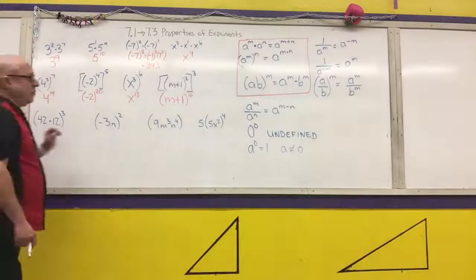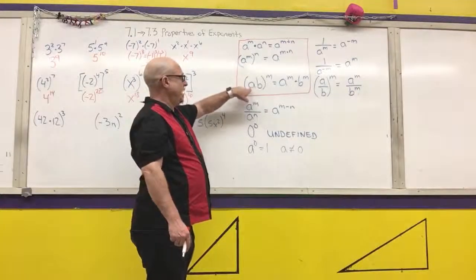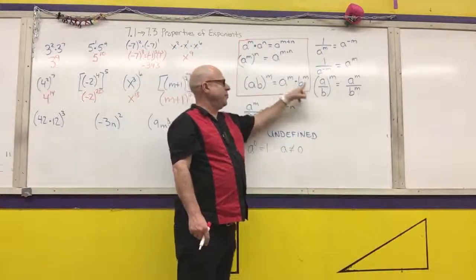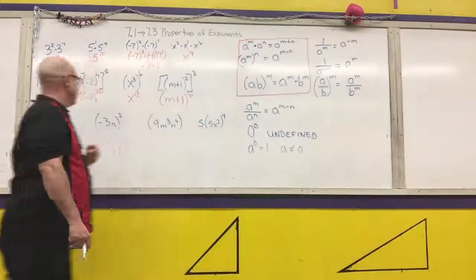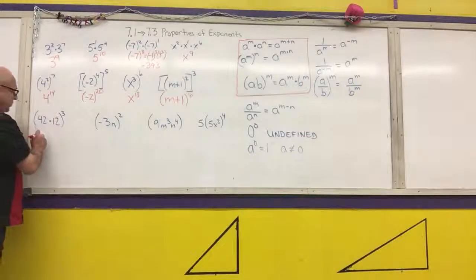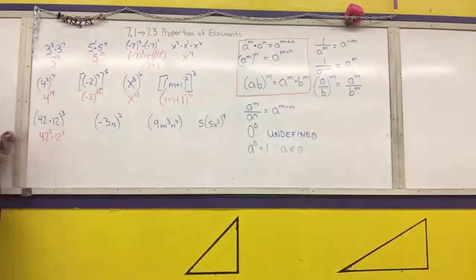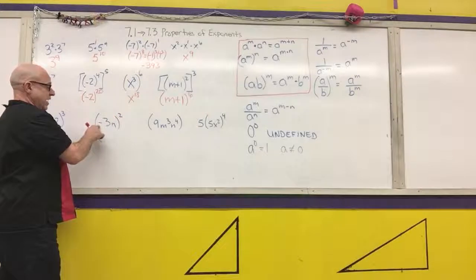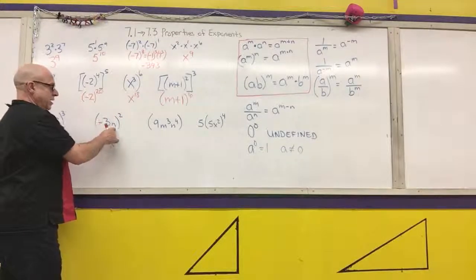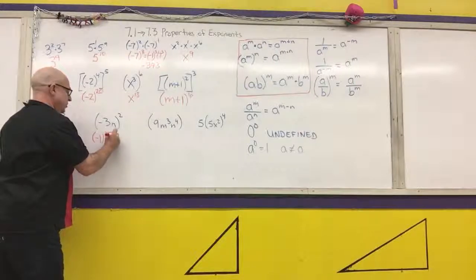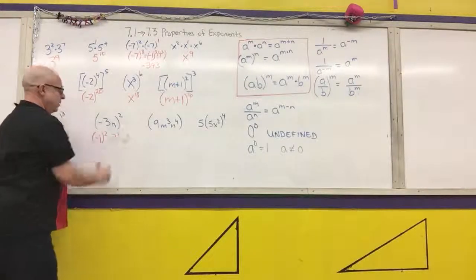Okay, next property that I'm going to use is this one. If I have a product of numbers raised to a power, that means I raise each number in that product to that power. So I have 42 times 12 cubed, which is 42 cubed times 12 cubed. Next one is negative 3n squared. That's negative 1 times 3 times n. So I have negative 1 squared times 3 squared times n squared.